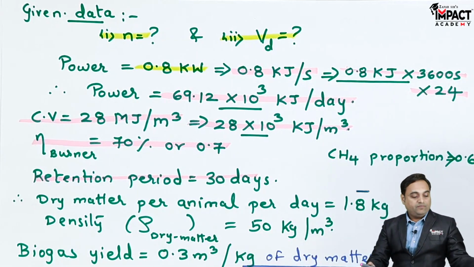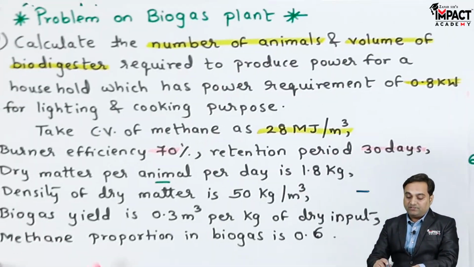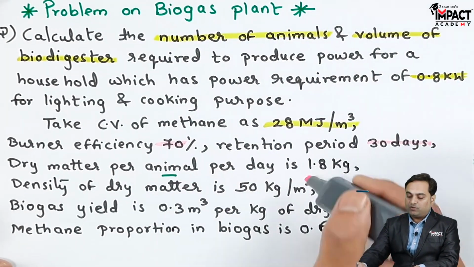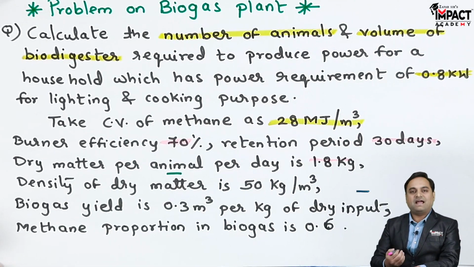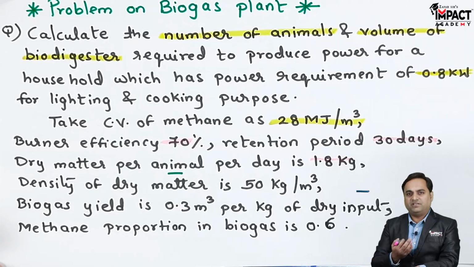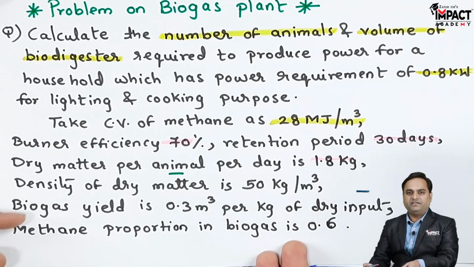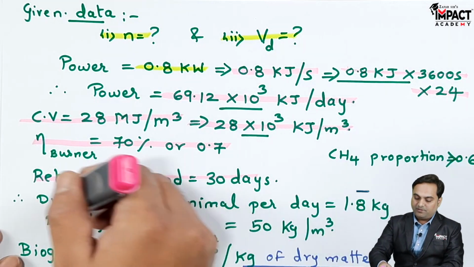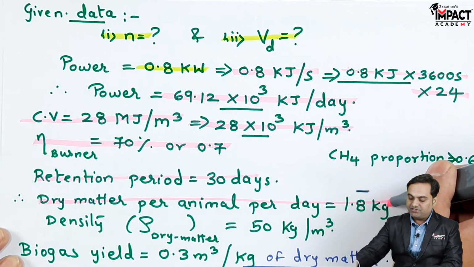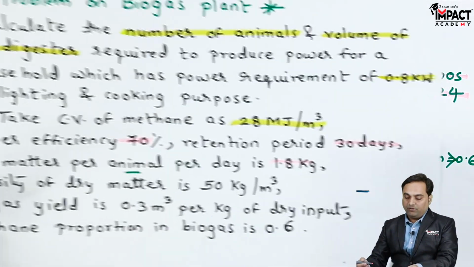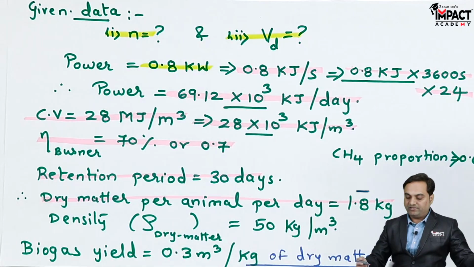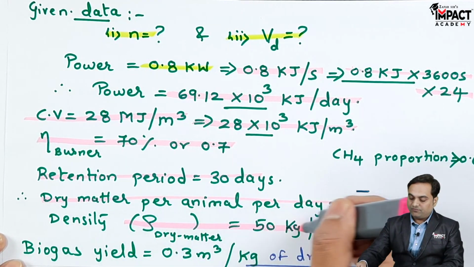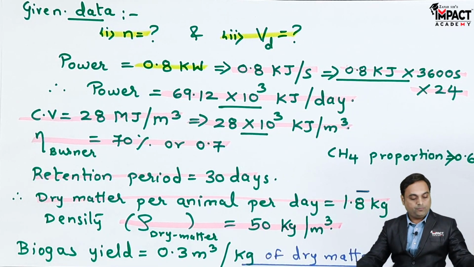Next, they have also given the dry matter per animal per day is 1.8 kg. It means from one animal we are getting the dry matter. This dry matter is nothing but the cow dung, which is 1.8 kg. So dry matter per animal per day is 1.8 kg, and the density of the dry matter is given as 50 kg per meter cube. So that is rho, the density of the dry matter, 50 kg per meter cube.